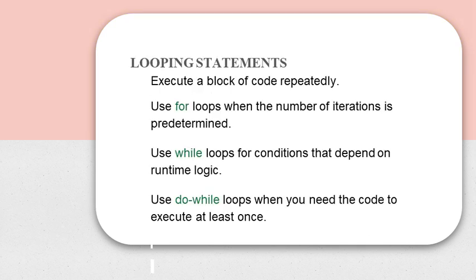We have several looping statements to execute a block of code repeatedly based on a specified condition in C. The main types of looping statements in C are for loop, while loop, and do while loop. Use for loop when the number of iterations is predetermined. Use while loops for conditions that depend on runtime logic. Use do while loops when you need the code to execute at least once.